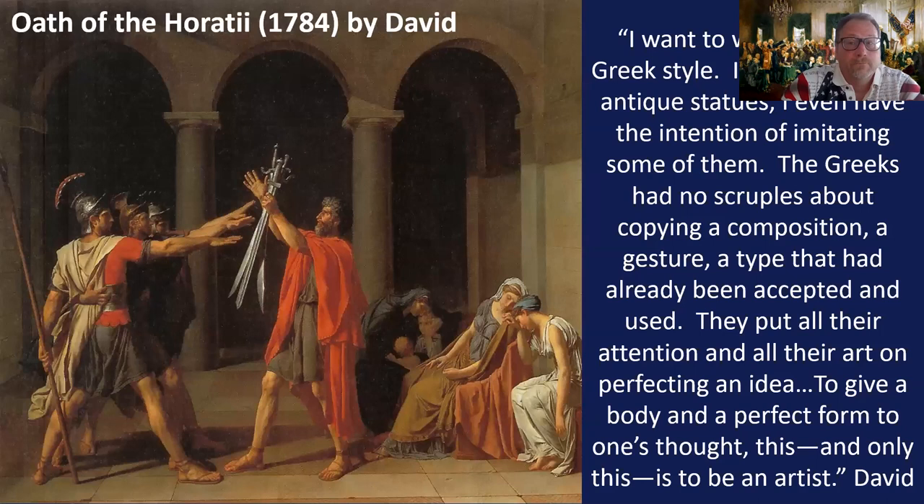Here's what David said. And it's spelled David, but he's French, so it's pronounced David. It says, I want to work in a pure Greek style. I feel my eyes on antique statues. I even have the intention of imitating some of them. The Greeks had no scruples about copying a composition, a gesture, a type that had already been accepted and used, spear-bearer used over and over. They put all their attention, all their art, on perfecting an idea, to give a body and a perfect form to one's thought. This, and only this, is to be an artist.